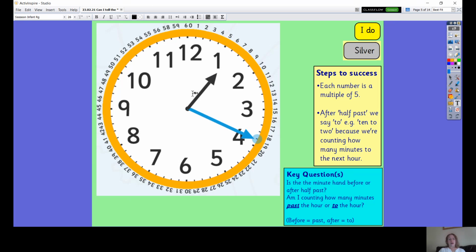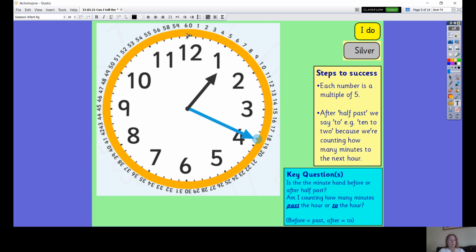So I'm going to look at the hour hand first of all, just to kind of see where I'm going. And I can see that it's just gone past the 1, hasn't it? And my minute hand is on the past side of the clock. So I think it's going to be something past 1. It's not going to be something to 2, because we're not on the 2 side of the clock. It's definitely not past 12, because it's just gone past 1.